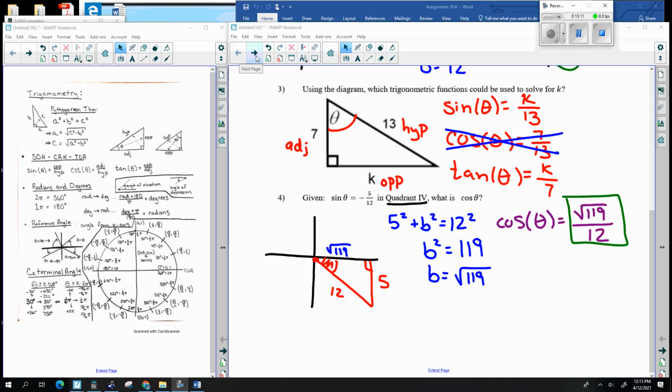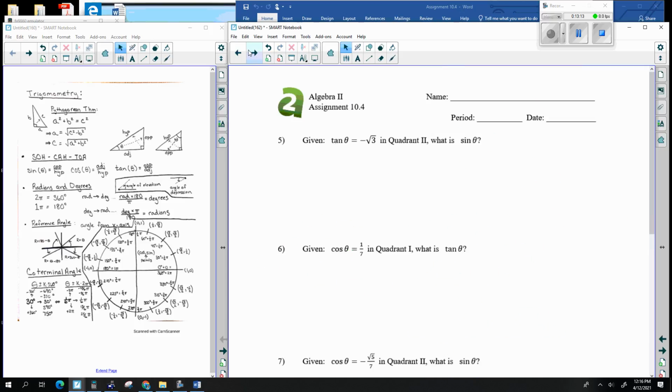All right, so here we go. Let's press on. Number 5. Anything that they don't present as a fraction, you can make into a fraction. So this is just over 1 in essence. All right, so this is taking place in quadrant 2. So the tangent is the opposite over the adjacent.